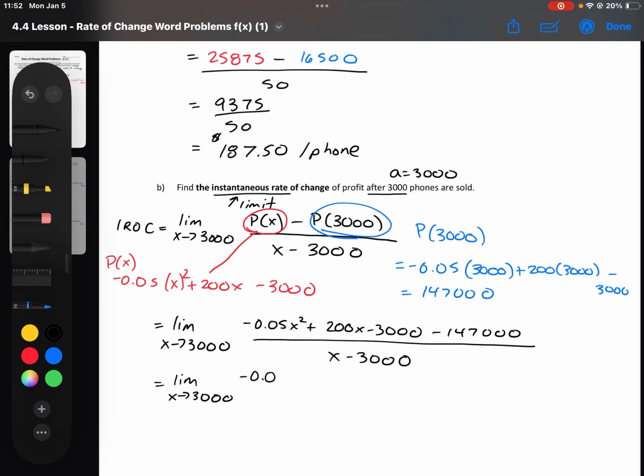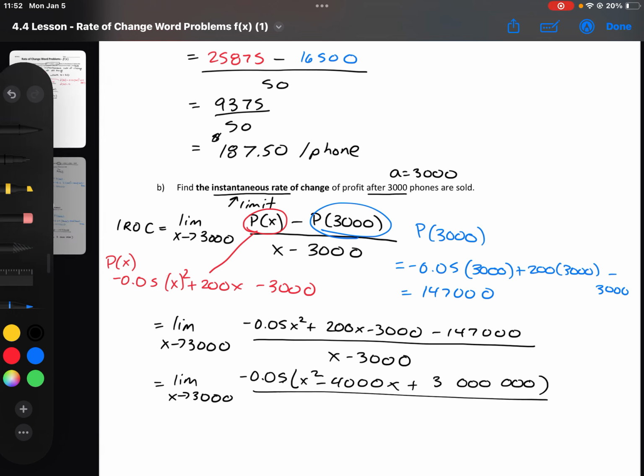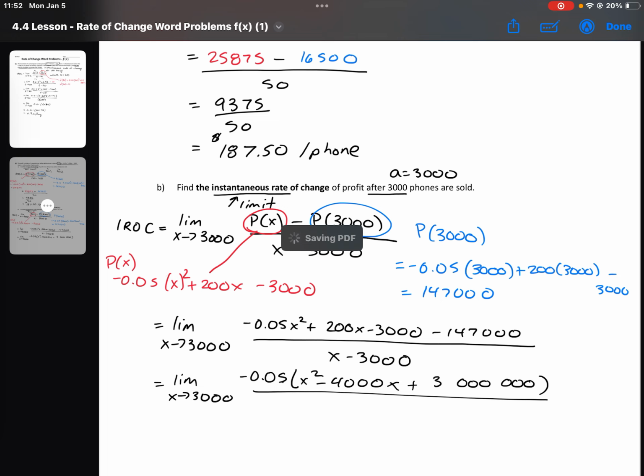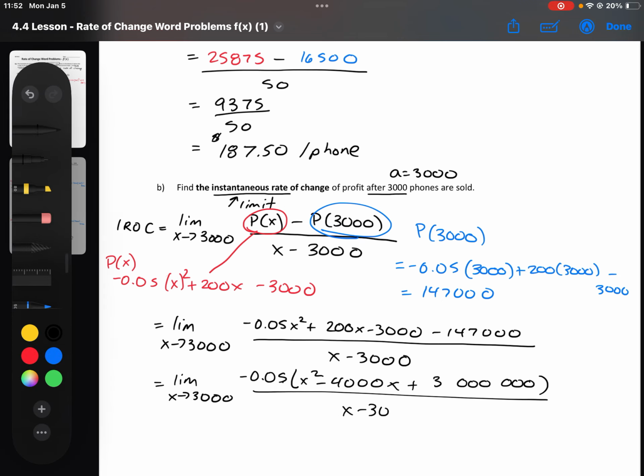I'm going to factor out minus 0.05 so that I get a simple trinomial. This is going to leave me with x squared minus 4,000x plus 3 million, I think, here, all over x minus 3,000. So now I need to factor this simple trinomial.